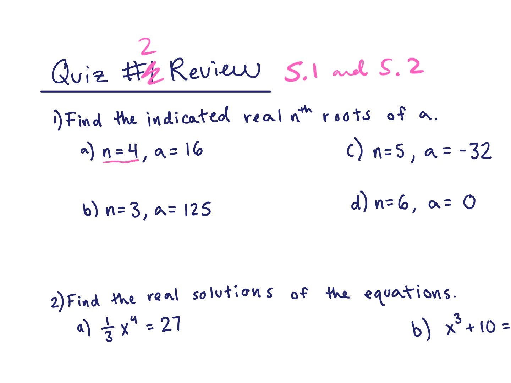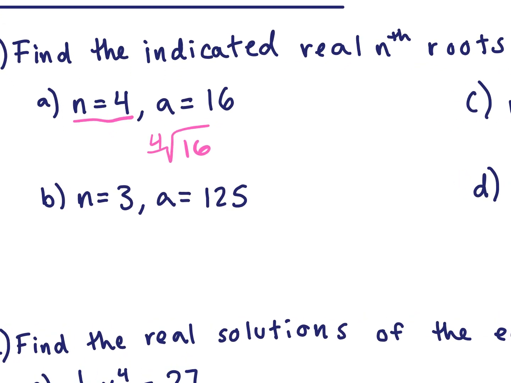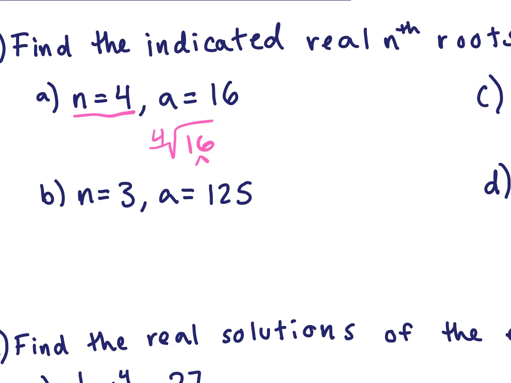So the n is my index, and the a is the number that goes under the radical. So I'm looking for the 4th root of 16. What are 2 factors of 16? 4 and 4, and 2 factors of 4? 2 and 2. Now the 4th root tells me how many of a kind that I need. How many? 4. So I have to circle 4 of a kind. So what comes to the outside? 2. So my answer would be 2.